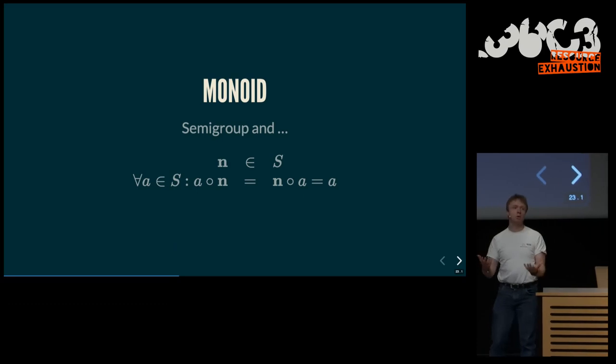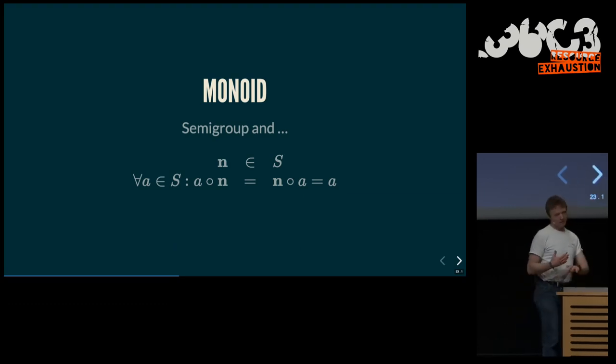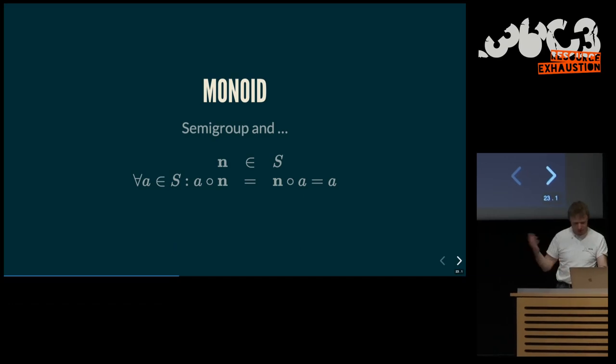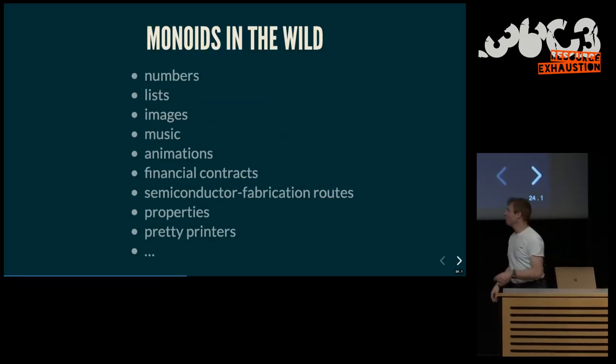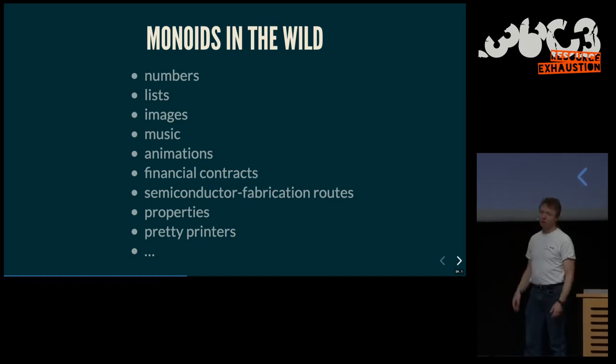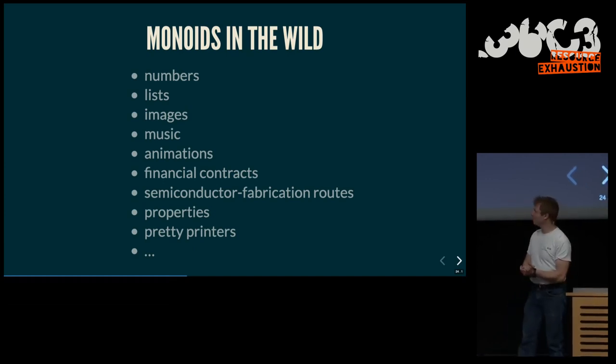So all of these things that I showed you that are associative, they're not just semigroups, they're also monoids. As I said, as long as you remember associativity, that's the important thing, but often you also find a monoid. And monoids in the wild are just everywhere. We've seen them for numbers and lists and images. Music forms a natural monoid. You can describe musical structure with monoid operations.